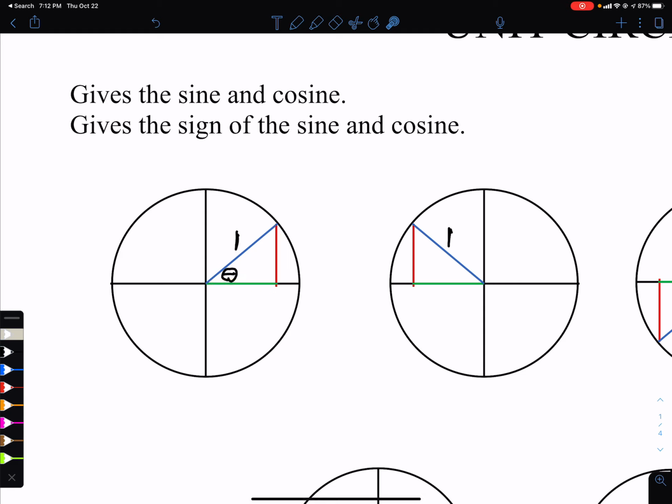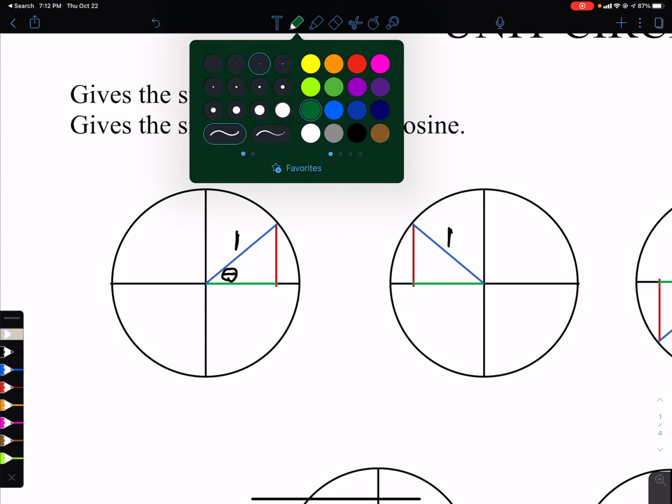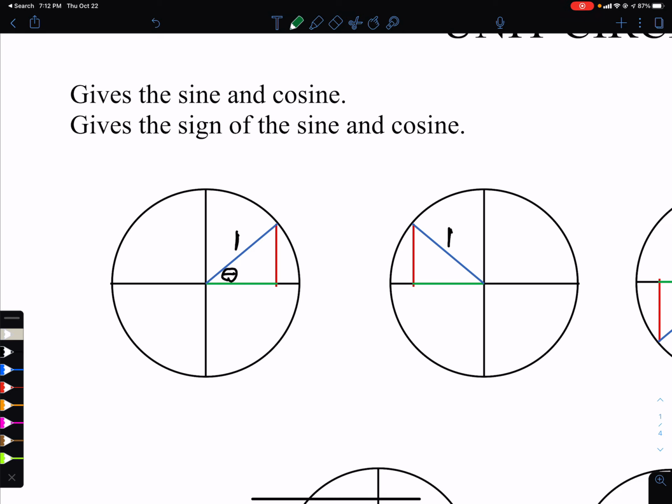Now, how does that help you at all? Here is how it helps you. If you were to take a ruler and literally measure the length of that green line, the x-coordinate of that triangle, that would be the cosine of theta. That's how the unit circle is special. That distance is the cosine of theta.